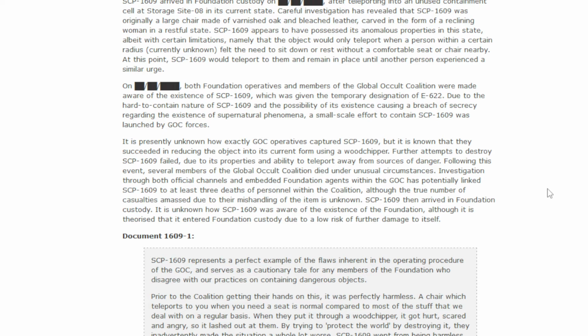The GOC has potentially linked 1609 to at least 3 deaths of personnel within the coalition, although the true number of casualties amassed due to the mishandling of the item is unknown. 1609 then arrived at the Foundation custody.